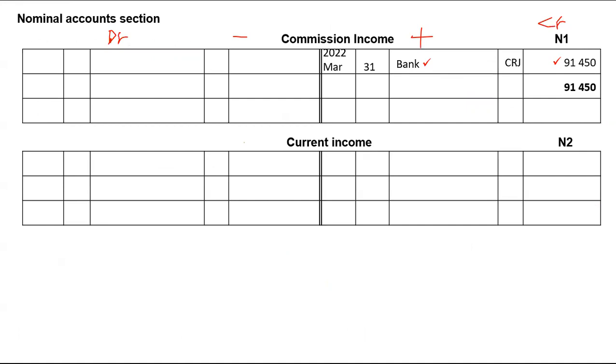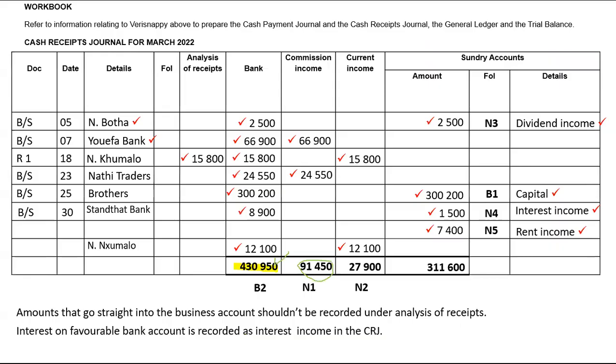Current income has the same thing, will have minus plus, so it increases on the credit side because it's income. So it will start with the year, the month, and the day, which is 2022, March the 31st. The account affected will be bank because it's on the debit side of your bank. And obviously the credit part will come to your current income, which is CRJ. Now you will go to your CRJ and look for your current income total. The current income total will be 27,900. And you will put this on the credit side of your current income in the general ledger.